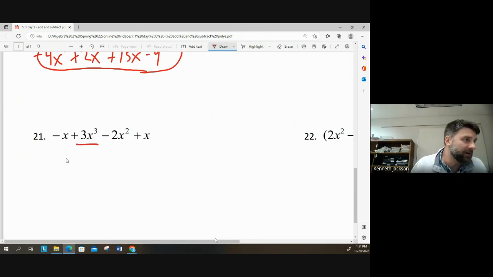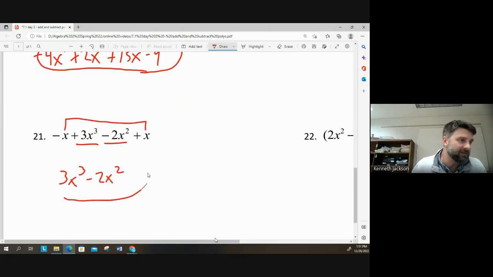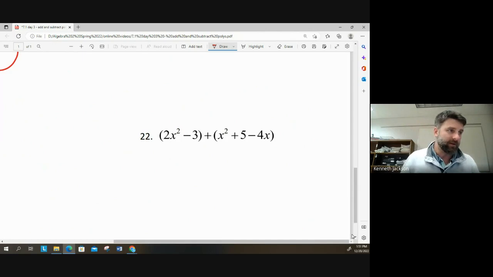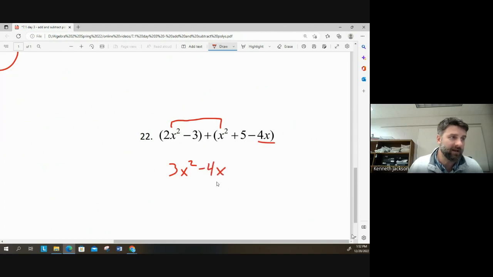On number 21, there are no other 3x to the thirds. There are no other minus 2x squareds or x squareds, and minus x plus x go together and they cancel out. So it's gone. A binomial with a degree of 3. And the last one here. The plus sign doesn't change anything, so you could rewrite the whole problem or just combine like terms. 2 plus 1 would give me 3x squared. There is no other x, so it's just minus 4x. And minus 3 plus 5 would give me plus 2.